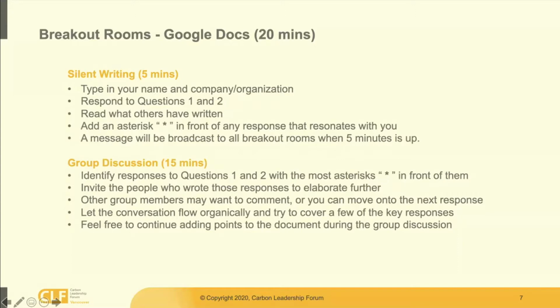You can let the conversation be quite organic and flowing, but this is just a way of allowing everyone to give some thought to the questions first before jumping straight into the discussion. So you'll have 15 minutes to discuss, and then afterwards we'll close the breakout room and bring everyone back in.